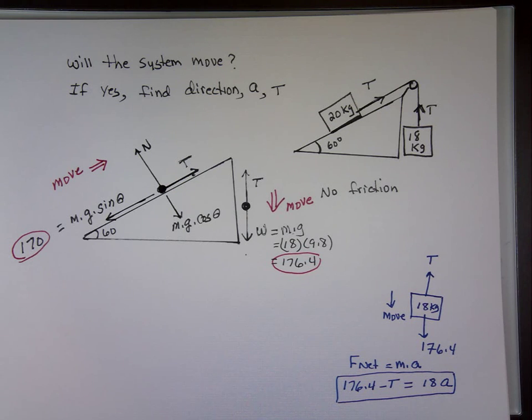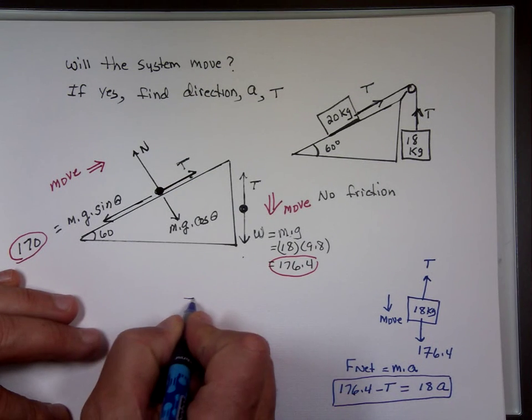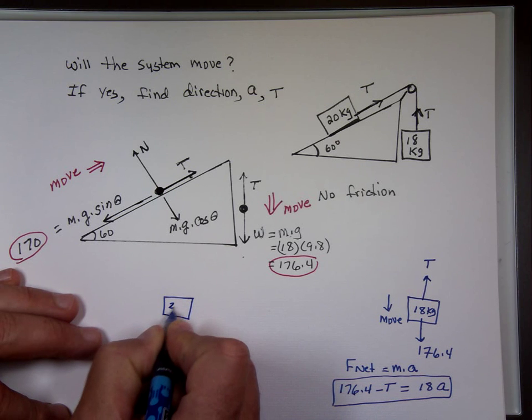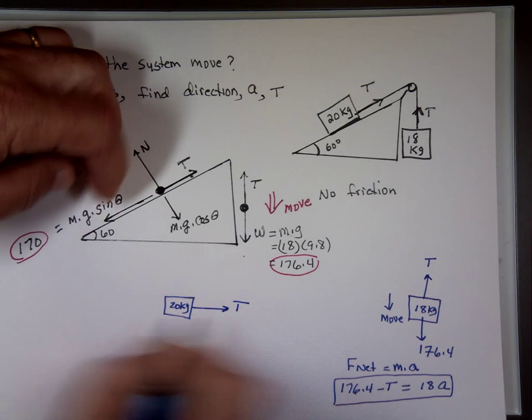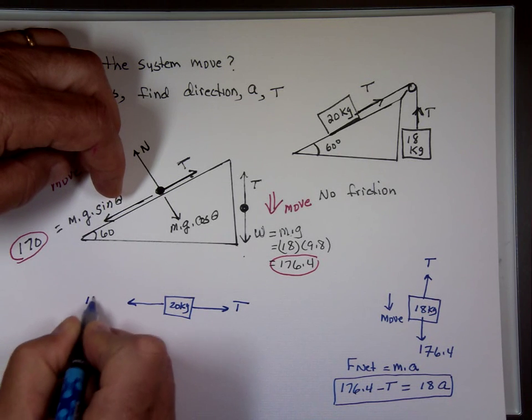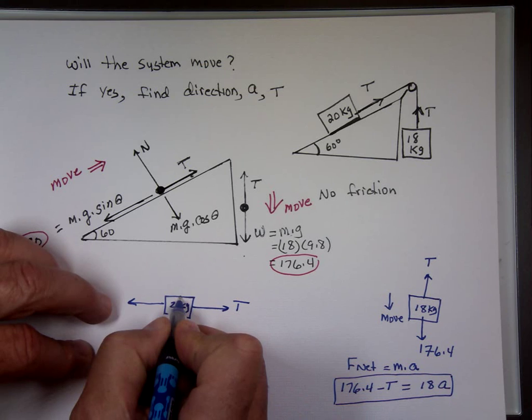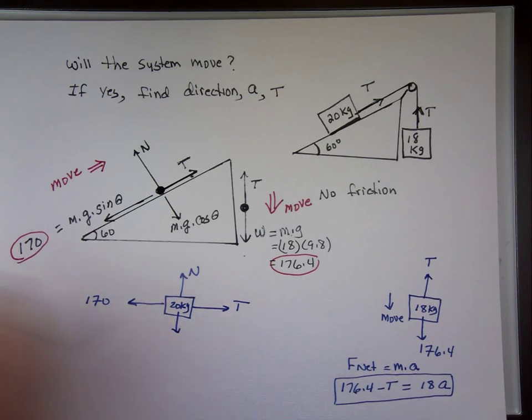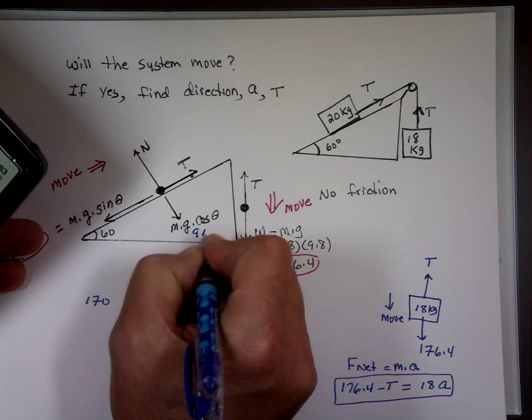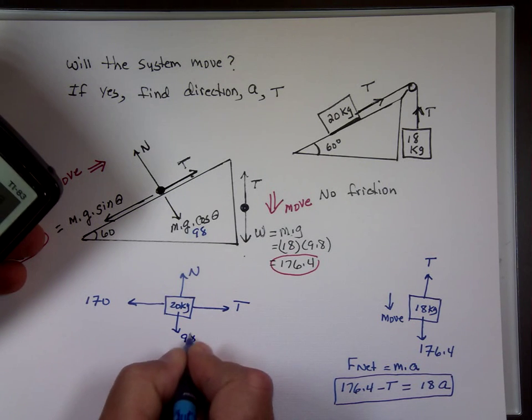The second one, let's look at the top one. That's a 20 kilogram. I'm just turning it sideways. I have T going this way. I have what? 170 going back. I have N going up. And I didn't even calculate this because there's no friction, but if you want to calculate that, that's 20 times 9.8 times cosine 60. That's a 98 here, which means that's a 98.